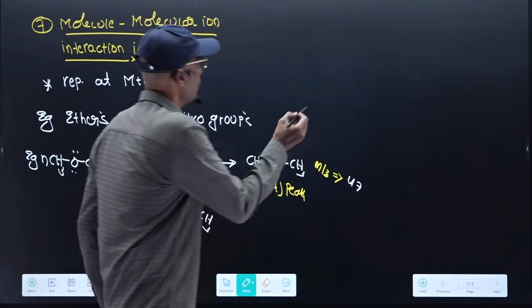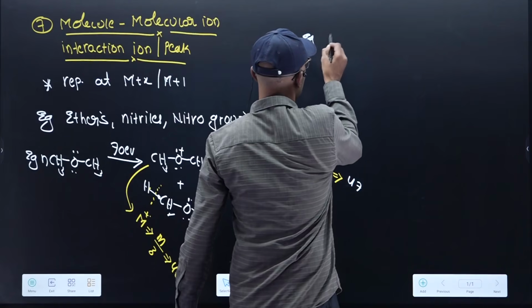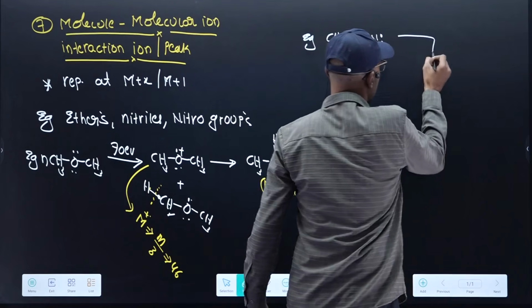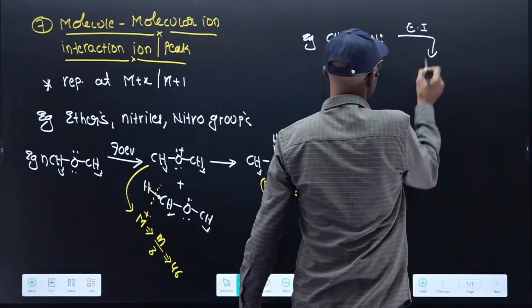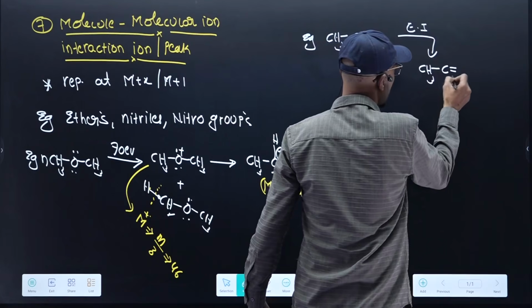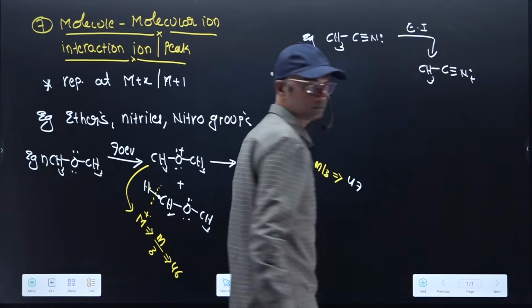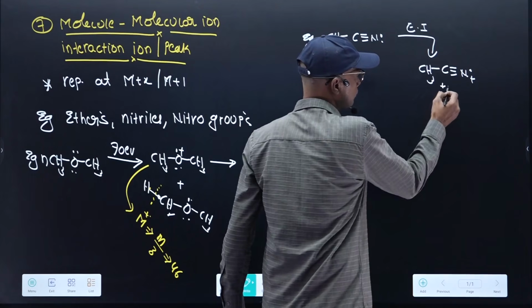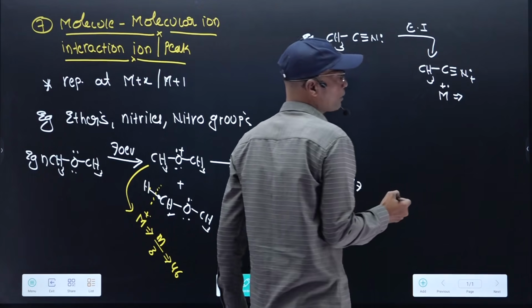You can even take a nitrile as one of the examples. Here carbon, nitrogen, I am taking a nitrile. On electron impact, there is a formation of a molecular ion. Carbon, nitrogen, triple bond, radical cation, right? Now it belongs to the molecular ion. Then what is the m/z value of this molecular ion?